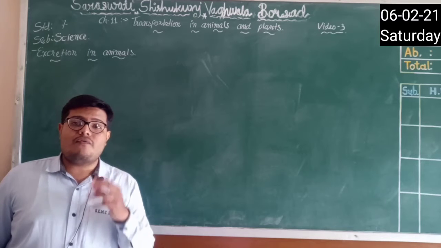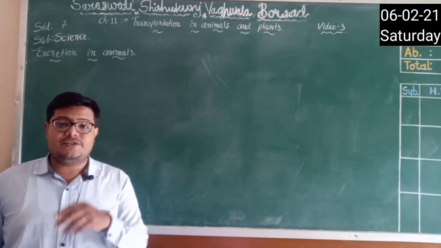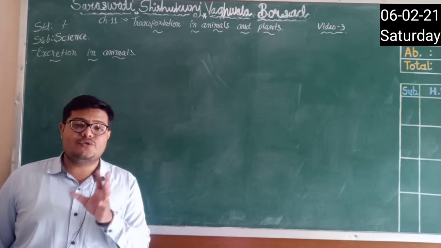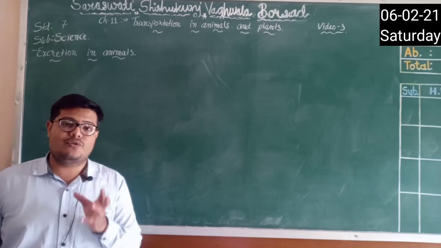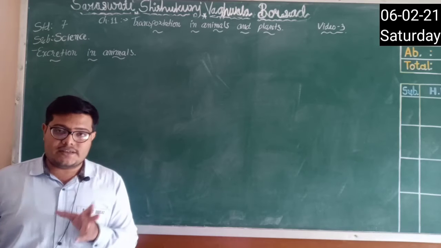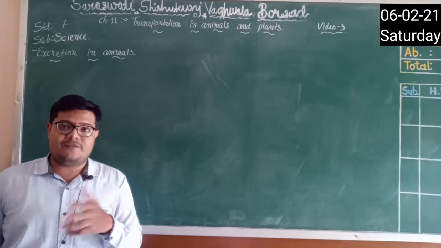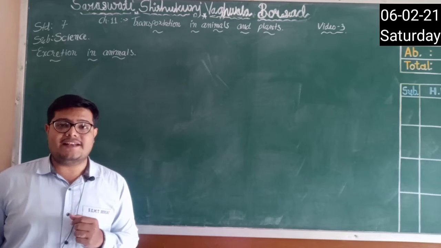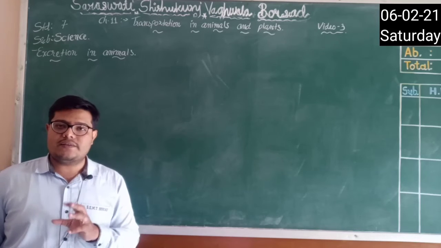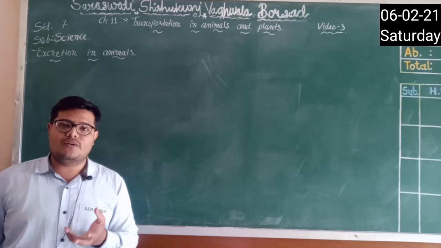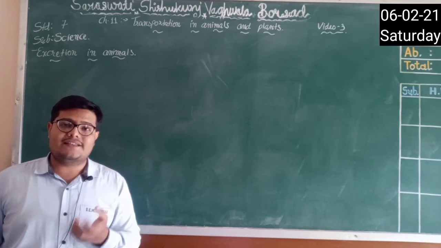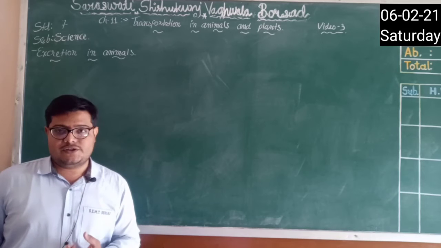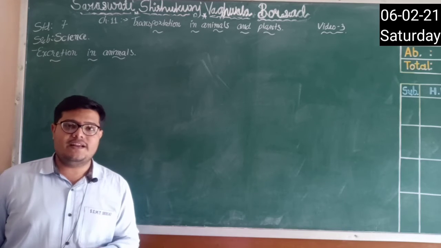The process of removal of waste produced in the cells of a living organism is known as excretion. The organs which participate in the excretion process form the excretory system. There is a whole system just for the removal of the waste which is produced in your body. That is the excretory system.